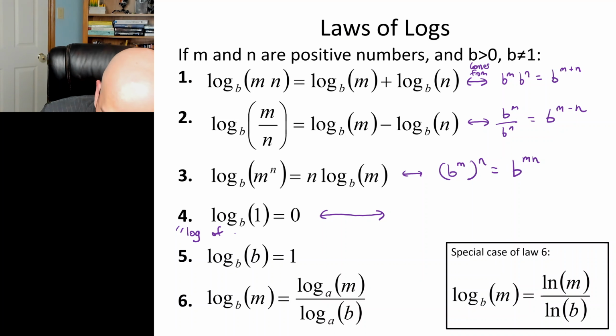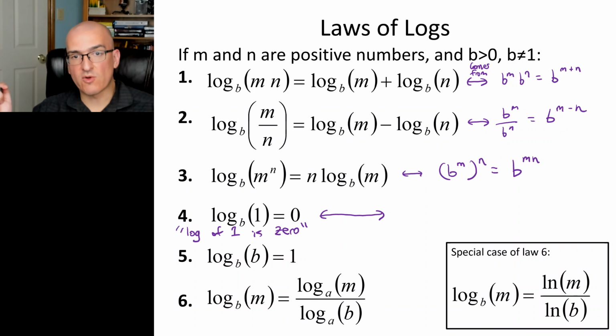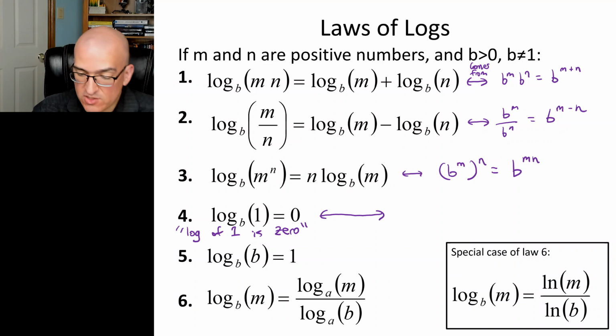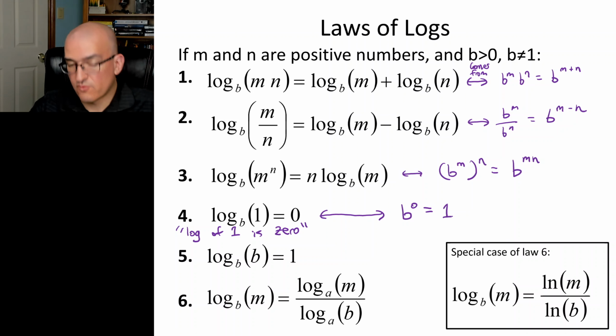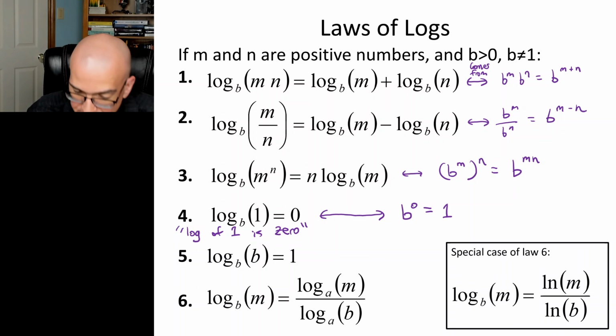Log of 1 is 0. That's what that rule 4 says. You plug 1 into a log function, you get 0. Looks mysterious, but what that means in exponential language is that b to the power of 0 is equal to 1, which isn't mysterious at all. We've been talking about that from the beginning.